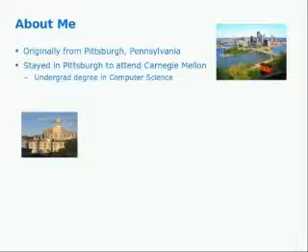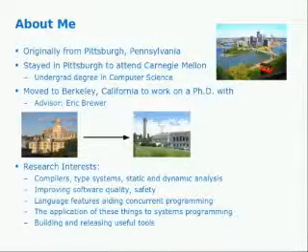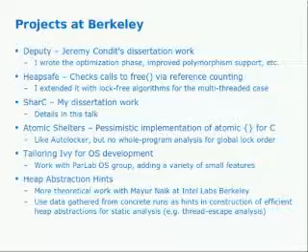I'm originally from Pittsburgh, Pennsylvania, and I stayed there to do an undergraduate degree in computer science. After that, I moved to Berkeley to work on a PhD with my advisor, Eric Brewer. I'm interested in compilers and type systems and static and dynamic analysis for improving software quality and safety, and also in language features for aiding concurrent programming and the application of all of these things to systems programming. I'm also interested in building and releasing useful tools. So I've worked on a bunch of different things while at Berkeley.